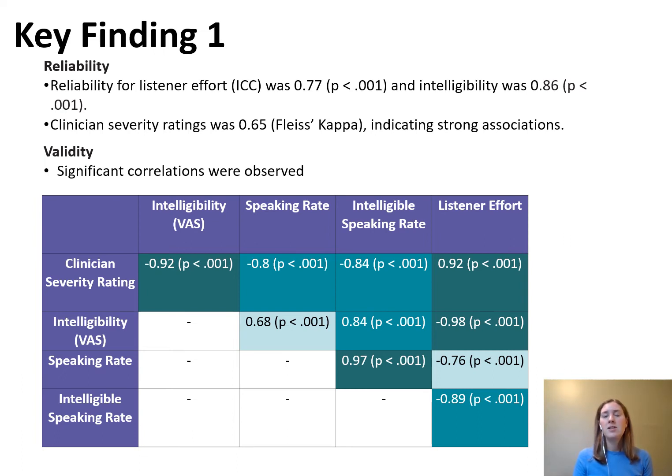Our second aim was to determine the validity of clinician-based ratings of speech severity and severity surrogate measures. Significant correlations were observed between all the variables. The table shows the correlation between the variables: intelligibility and clinician severity rating, listener effort and clinician severity rating, listener effort and intelligibility, and speaking rate and intelligible speaking rate were all highly correlated.